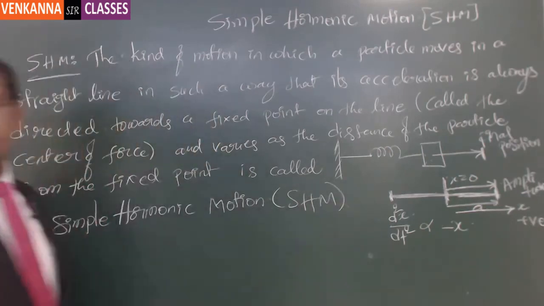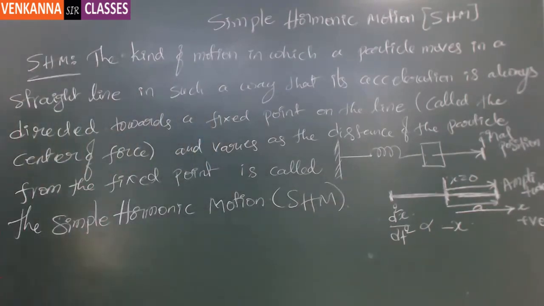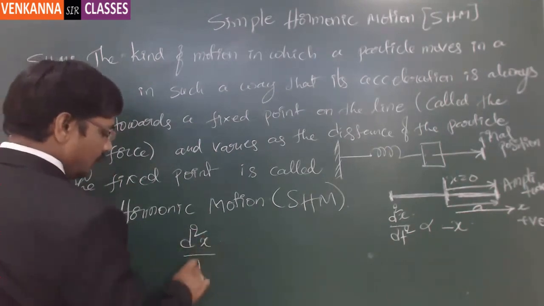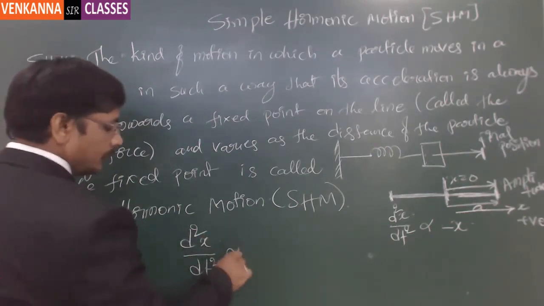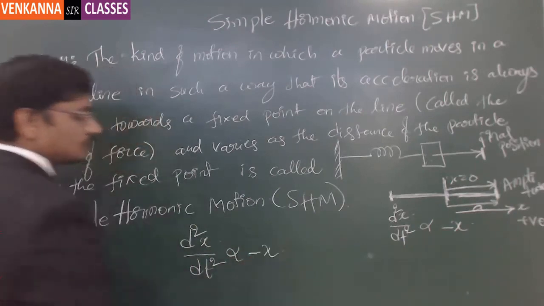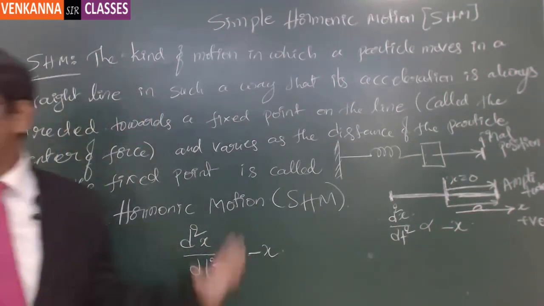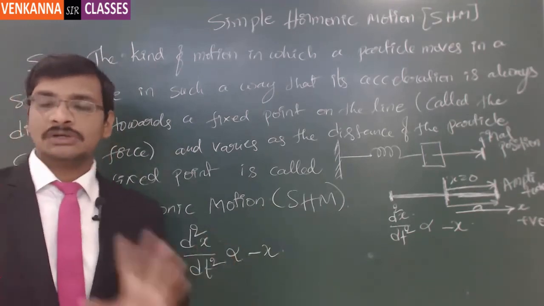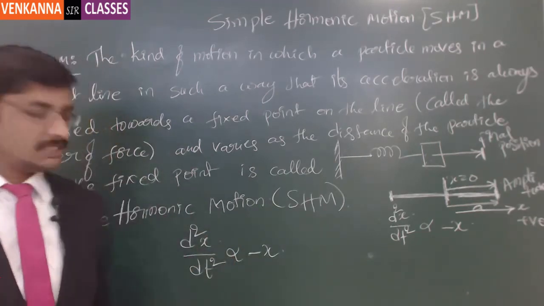So this is the definition of the simple harmonic motion. Mathematically we can write this as d square x by dt square should be proportional to minus of x. So this is the simple harmonic motion. Any motion which satisfies this differential equation is called the simple harmonic motion. That is as simple as that.